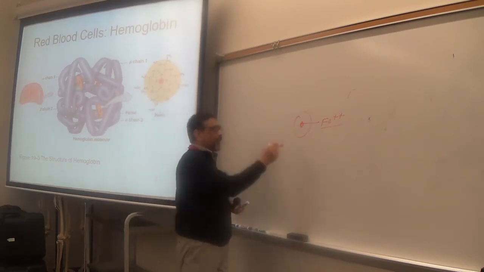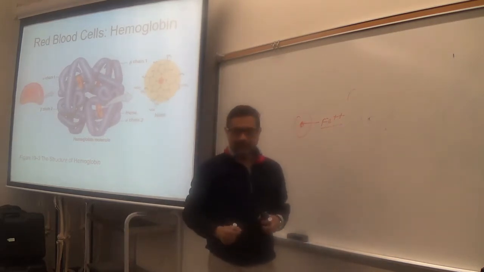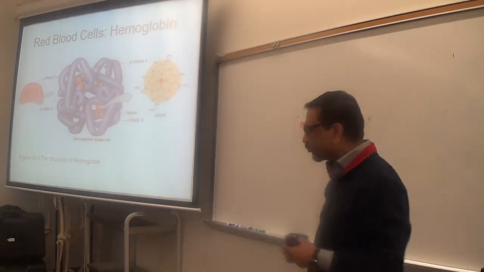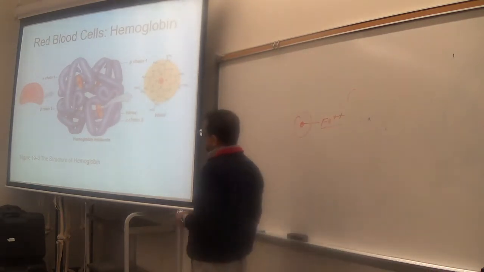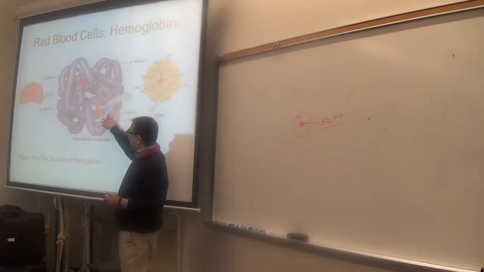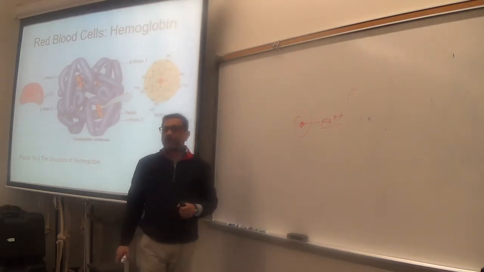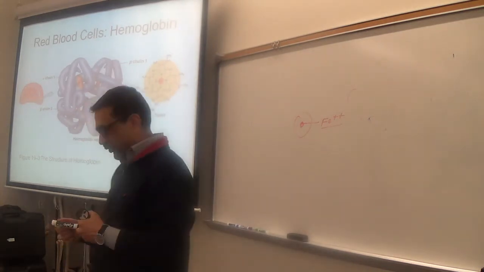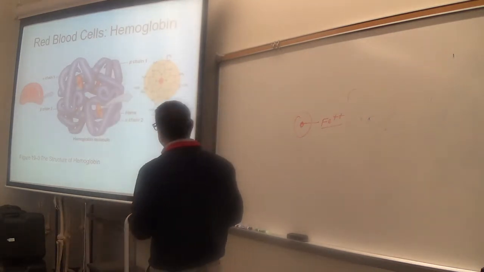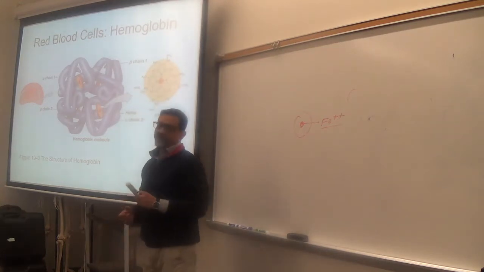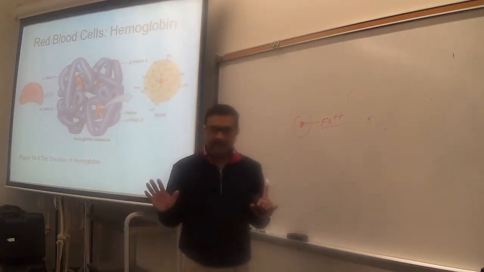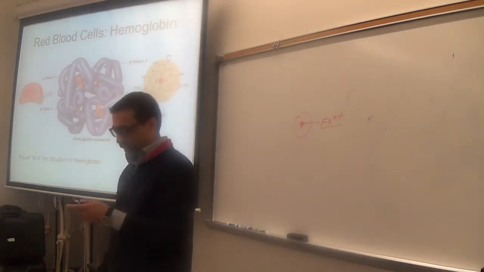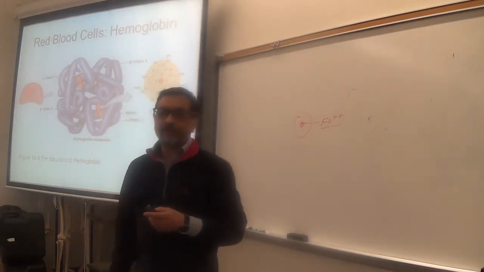So you have other chemicals around the iron. So that is the structure of heme. Now if you see the globin part has 4 amino acid chains, 2 alpha, 2 beta. Make sense? So that is the structure of a hemoglobin.